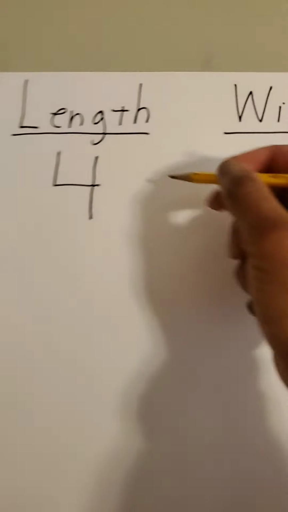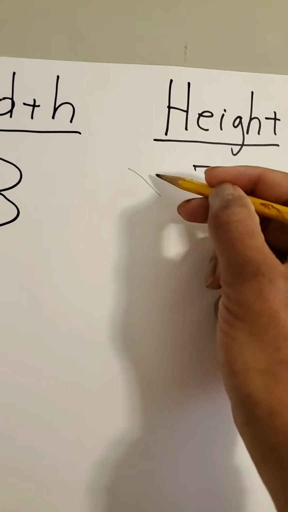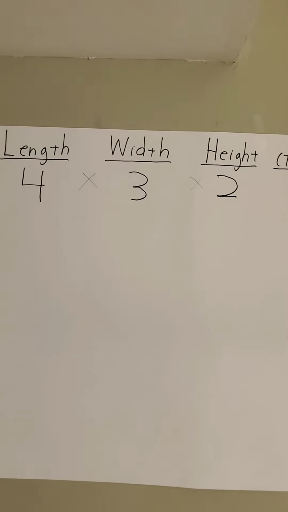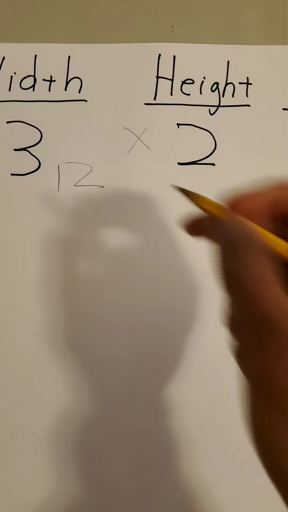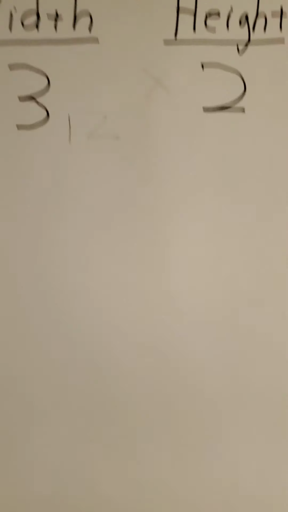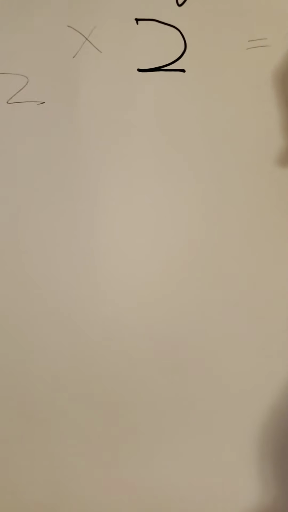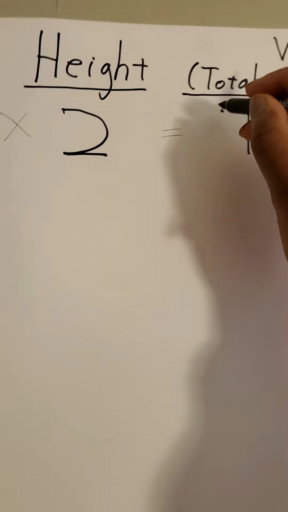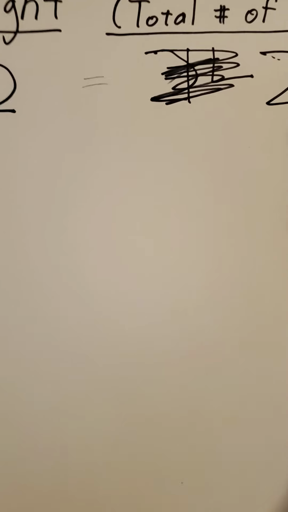So this time I'm going to use pencils. 4 times 3 times 2. 4 times 3 equals 12. 12 times 2 equals, get my marker, 14, I'm sorry. 4 times 3 is 12. 12 times 2 is 24. That looks messed up, so let's erase that. 24.